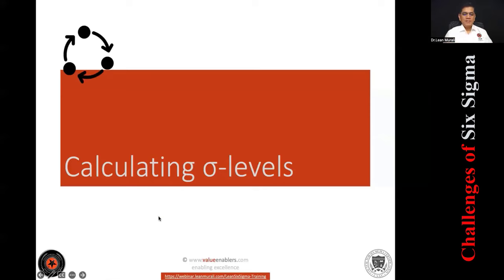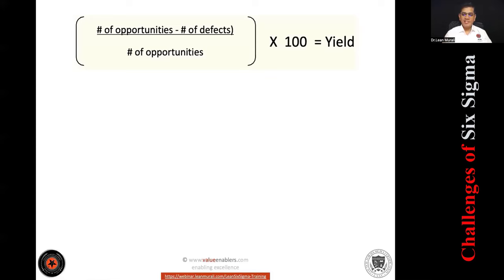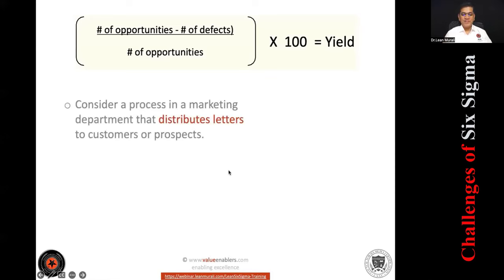All right, so calculating the sigma levels, we actually gave some formula to you. We spoke about what is a unit, what is a defect, defects per unit, defects per million opportunities, and all that. How many of you remember all that? Just type remember in the chat box if you remember.